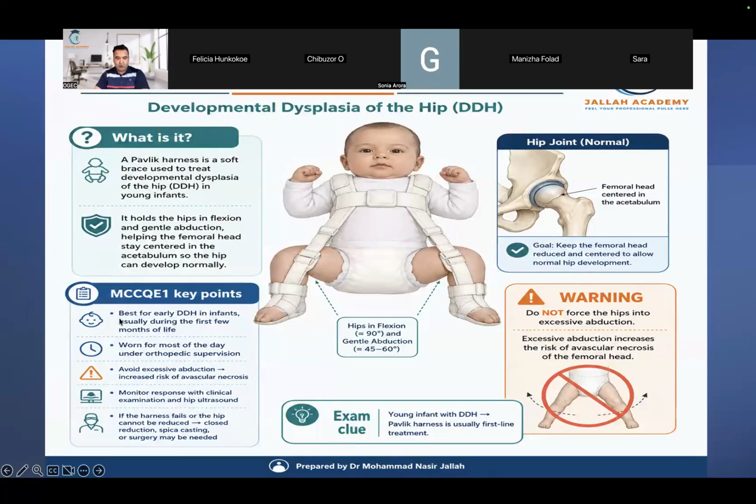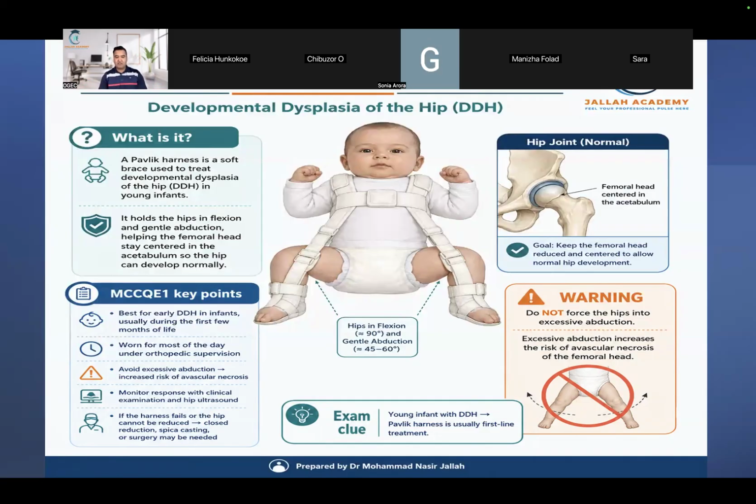Okay, so MCQ and key points. Best for early DDH, in an infant, usually during the first few months of life. So it means if it happens at 9 months, then it's not going to work. So instead of doing this based on the diagnosis alone, please pay attention. When we started this lecture, we said one of the most important points to pay attention to in any clinical vignette is the first thing mentioned at the beginning of the scenario, which is the age. So if it is 9 months, don't even bother using the Pavlik harness.